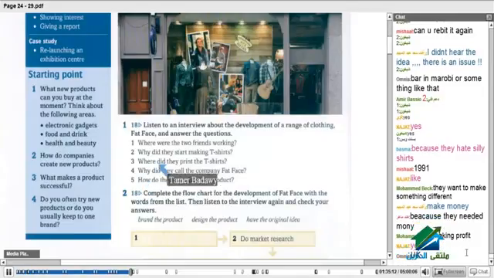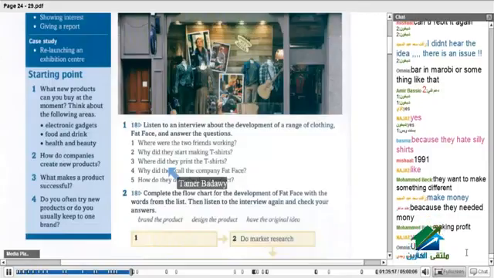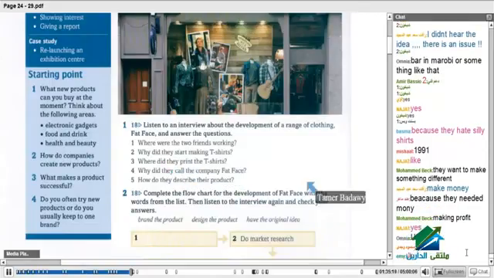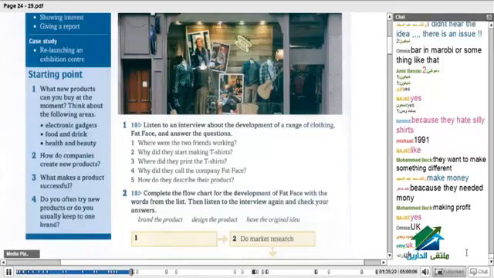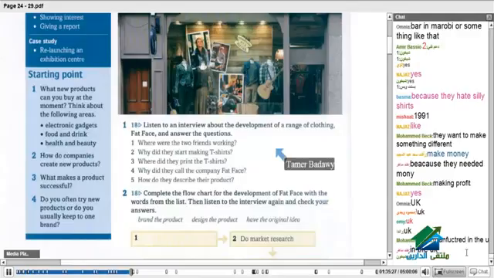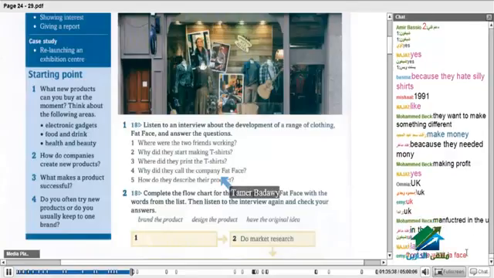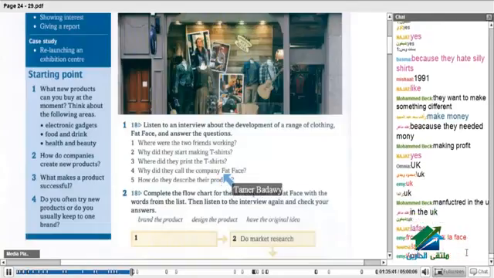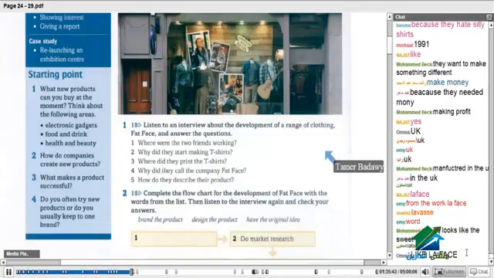Number 3, where did they print the t-shirts? In the UK. Good, Ya Umniya. Mahmoud Wagdi, well. Emmy, Randa, everyone. Good job. UK. Why did they call the company Fat Face? La Face, because of the name La Face. Good, good, Ya Najat. Okay, we will see exactly what the right answer is with the script.